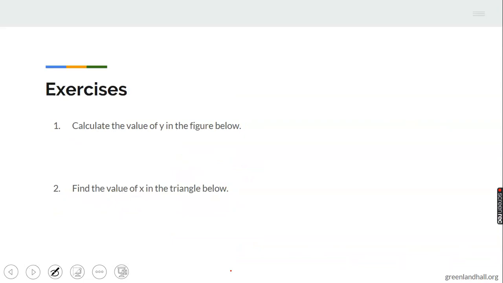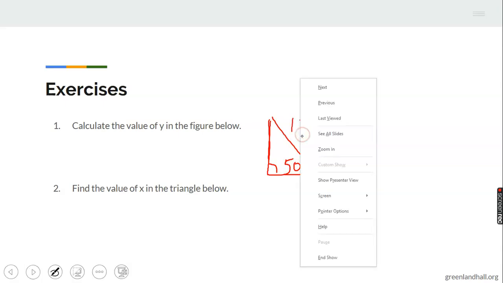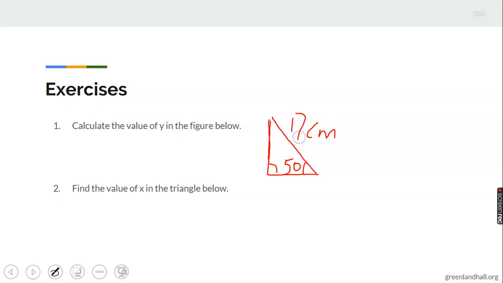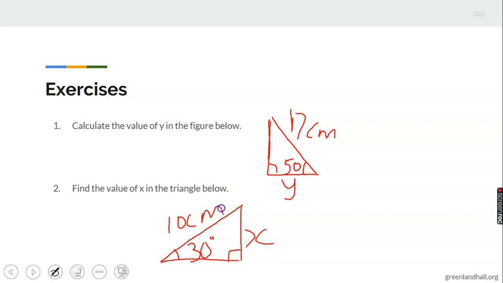So these are the exercises that I have for you. We have to find the value of y in the figure. Okay, let me draw it. This is the figure. It's also a right angle triangle. We have this angle to be 50 degrees, we have 17 centimeters, and we have y. Then we have another question here. This is 30 degrees. Then this is the right angle. This is x, and this is 10 centimeters. Okay, these are your exercises. Solve them and get back to me.